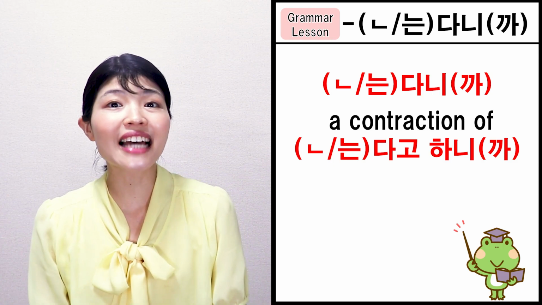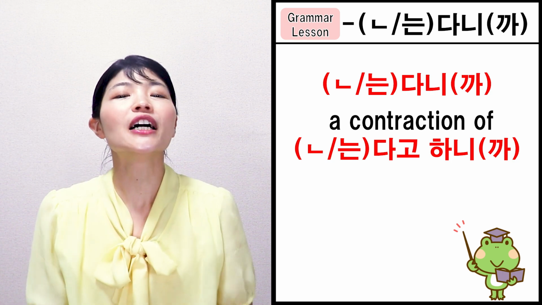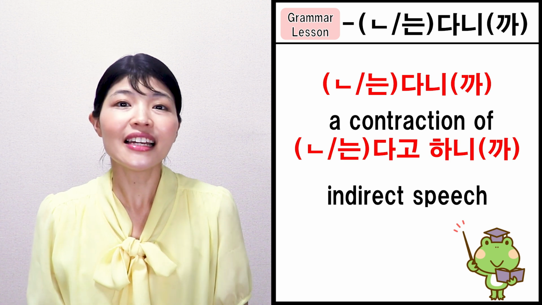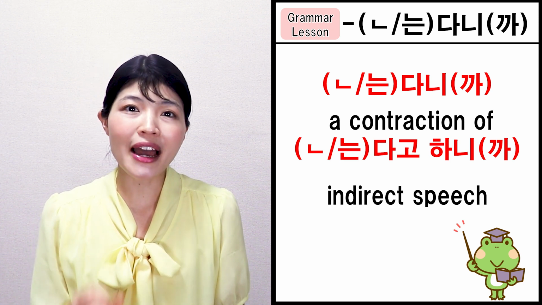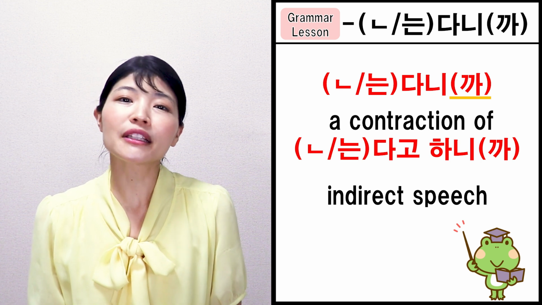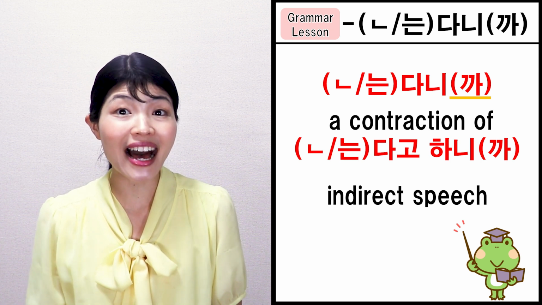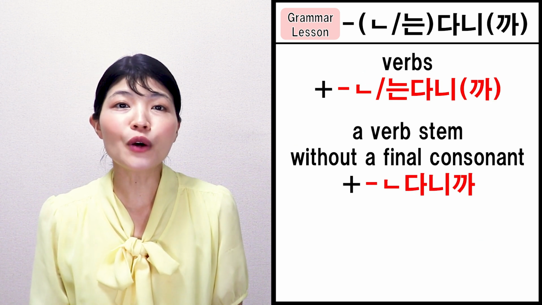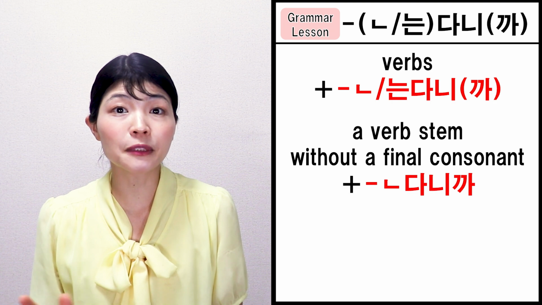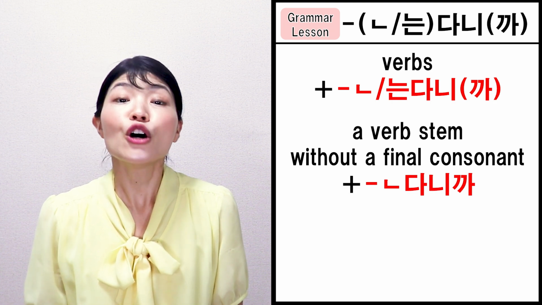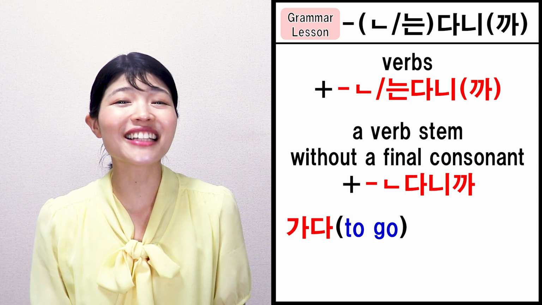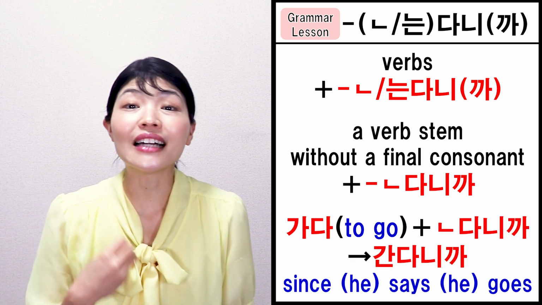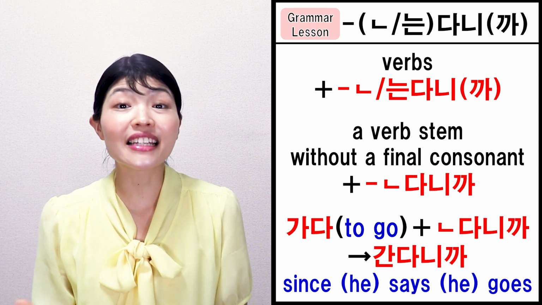First grammar, 니은 는다니까 is a contraction of 니은 는다고 하니까, since he or she says that. It is indirect speech. It doesn't matter if you add 가 or not, but Korean people use the form with 가 often in conversation. You use 니은 는다니까 for verbs. You attach 니은다니까 if a verb stem does not have a final consonant. For example, 가다, to go, does not have a final consonant. So you add 니은다니까 to make 간다니까, since he says he goes.